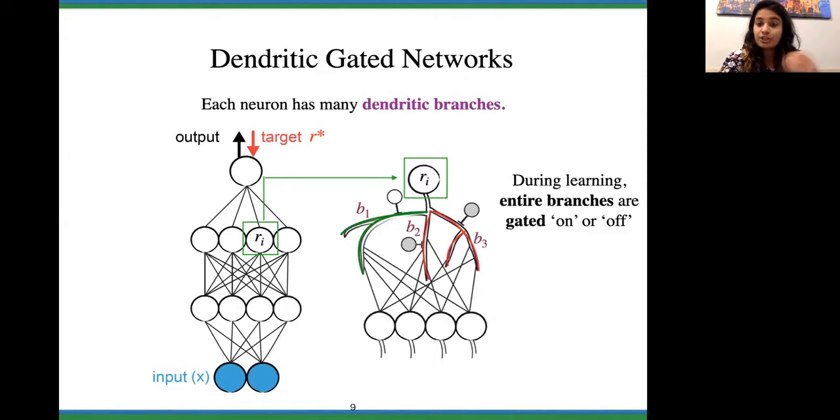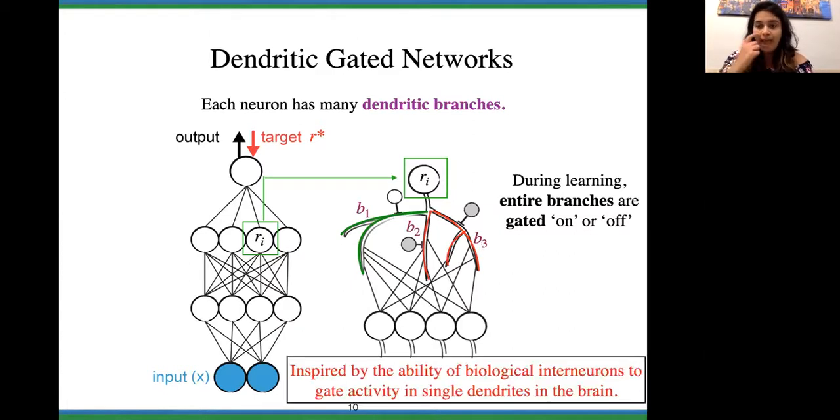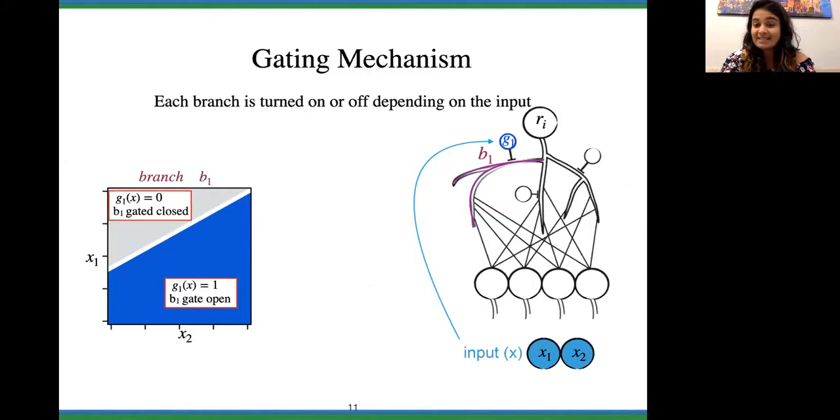And during learning, entire branches get gated on or off. So this is similar to the previous case where you had a weight bank and certain weights were chosen in one region, certain weights were chosen in another, except here you just have weights on in one region and weights off in the other region. So different branches get gated on or off. For example, this one in green here is on, these ones in red here are off. And this is actually inspired by biology, because it's known that there are biological interneurons in the brain that gate the activity of single dendrites, or these dendritic branches are inspired by these single dendrites, which are gated in the brain.